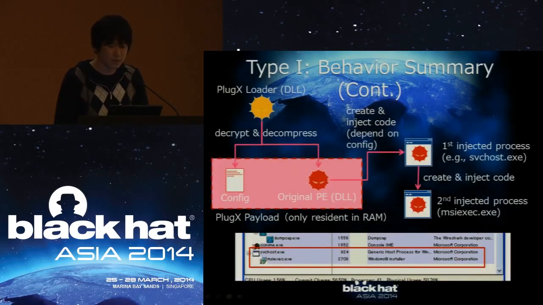And then PlugX loader decrypts original PE file and its config. We call them PlugX payload. They are only resident in memory. Next, the original PE is executed. It creates process and injects code into the new process. The injection is usually performed twice. First, injected process is decided according to the value in config. Mostly, it's svchost. The second injected process is msiexec. That's fixed.